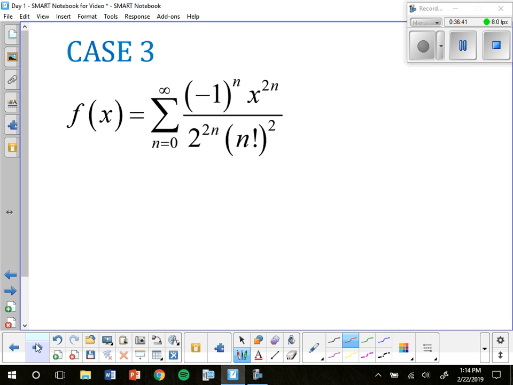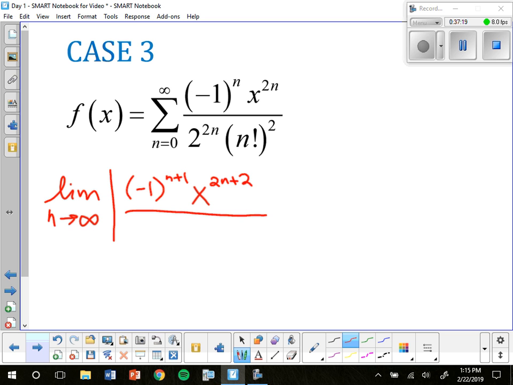Yes, I love reading. Okay, we're going to do case 3. I'm trying to figure out what values of x I can plug in to make that converge. I have no idea what to do, so what do we do? Ratio test. I'm going to look at the limit as n goes to infinity of the absolute value of negative 1 to the n plus 1. I have to be really careful here. What's the exponent on x when I plug in n plus 1? 2n plus 2. It's 2 times n plus 1, which is 2n plus 2.